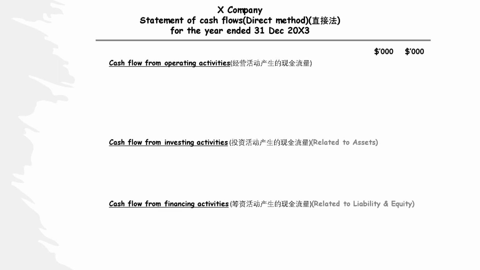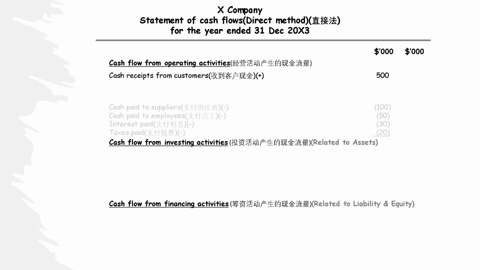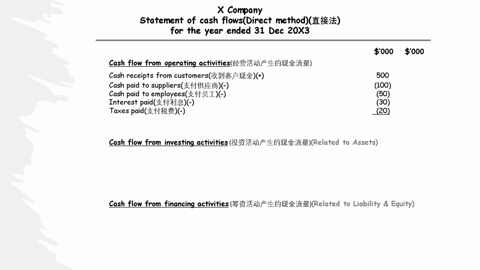Statement of cash flows, direct method. Start with the title. Then beginning the cash flow from operating activities section. Add cash receipts from customers. Then deduct cash paid to suppliers, employees, interest, and taxes.